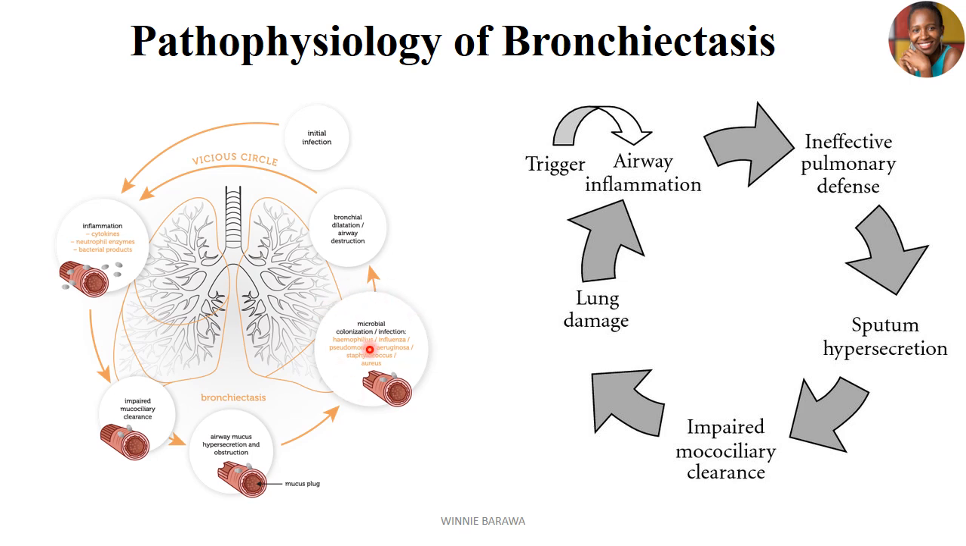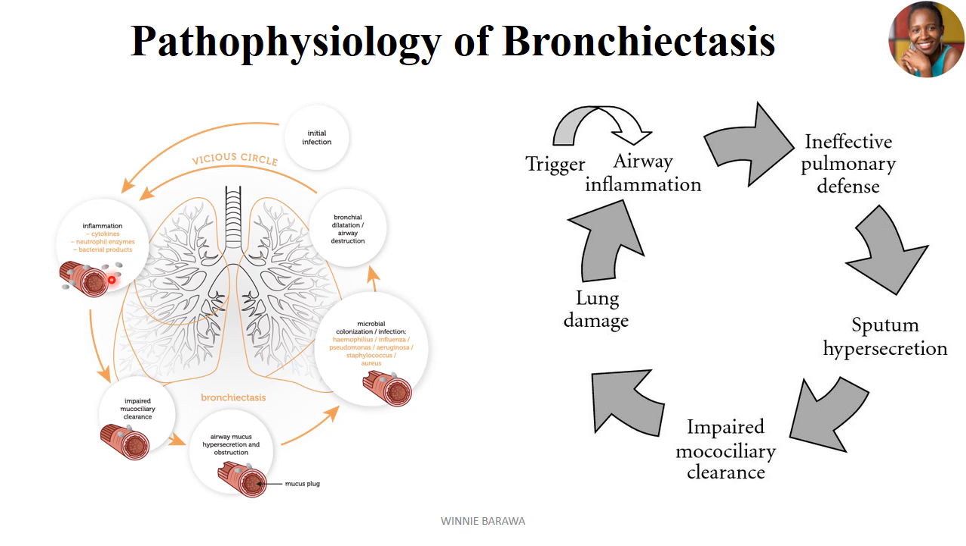Well, these microorganisms can include Haemophilus influenzae, Pseudomonas aeruginosa, Staphylococcus aureus. All these can be possible causes of our disease. So the microbial colonization and infection fill up this space and worsen the inflammation. But now the extreme presence of these infections can cause further bronchial dilatation because of the airway wall destruction. So if you don't manage it, the cycle keeps on.